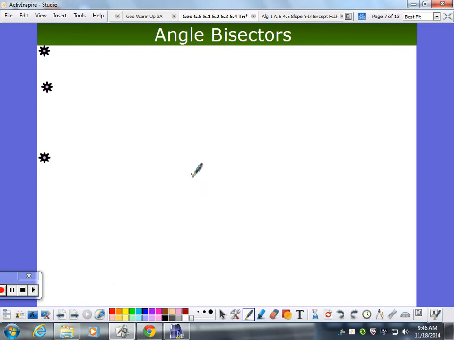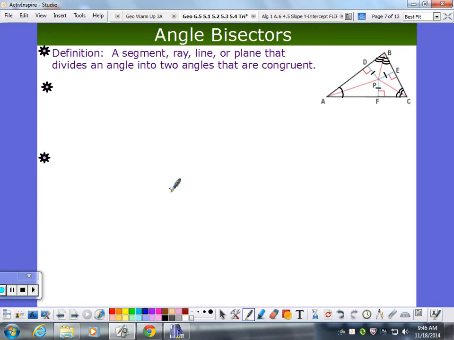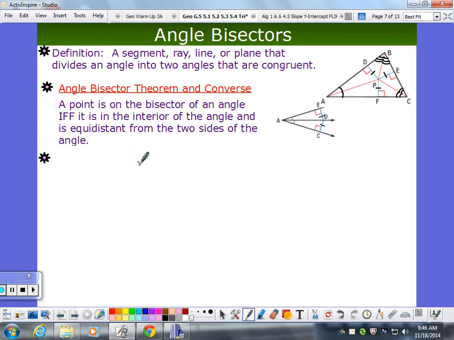Now we're on angle bisectors. Woohoo! Now we should know what an angle bisector is. It's a segment, ray, line, or plane that divides an angle into two congruent angles. Now if you're looking at it within a triangle, oh, what's happening? So we have a theorem. A point is on the bisector of an angle if and only if, so bidirectional, it is in the interior of the angle and is equidistant from the two sides.